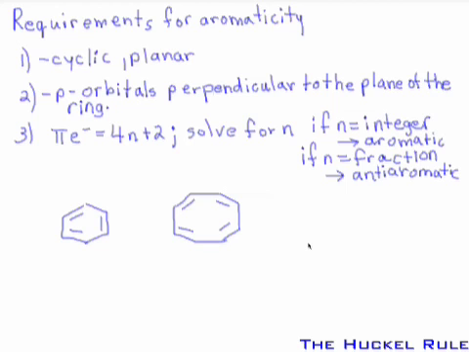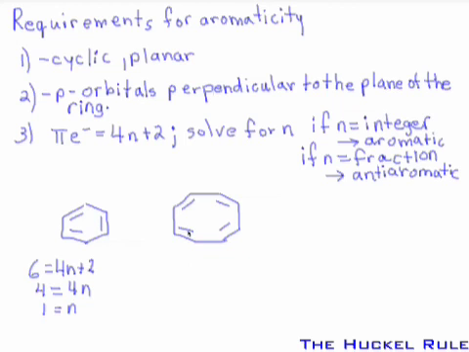Rule number 2 also states they should have p orbitals perpendicular to the plane of the ring. Since every atom in both structures is sp2, they will all have 2p orbitals perpendicular to the plane of the ring. The last one states that pi electrons, set equal to 4n + 2, should yield n equal to an integer. Well, the total number of pi electrons in the cyclohexatriene is 2, 4, 6. We get 6 = 4n + 2, 4 = 4n, 1 = n. Is 1 an integer? The answer is yes. So benzene, or 1,3,5-cyclohexatriene, is aromatic. And we call it benzene because of that.